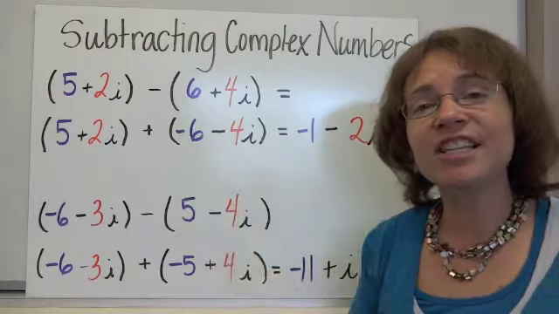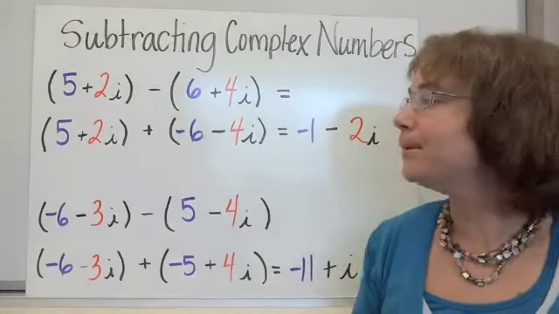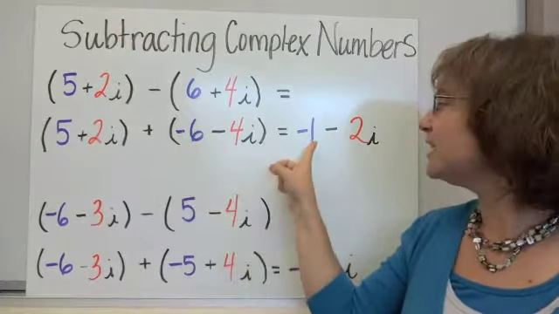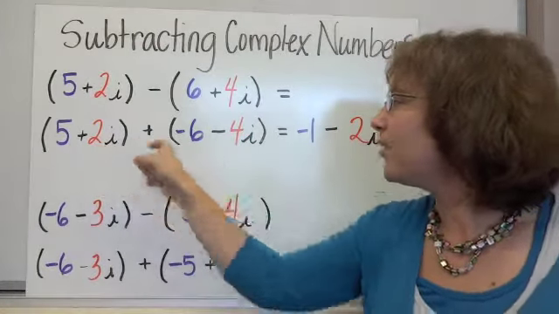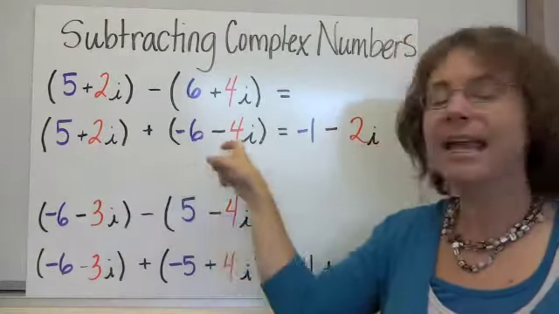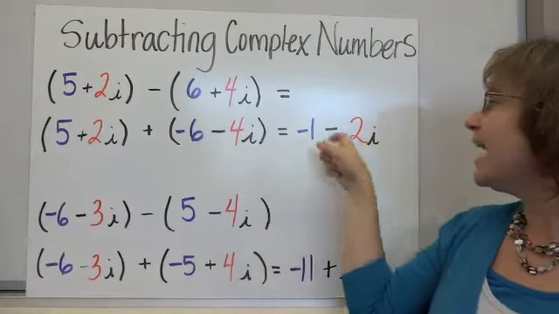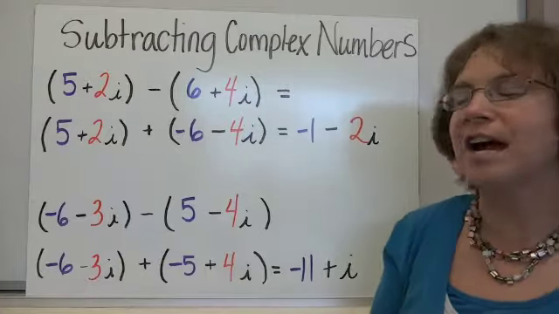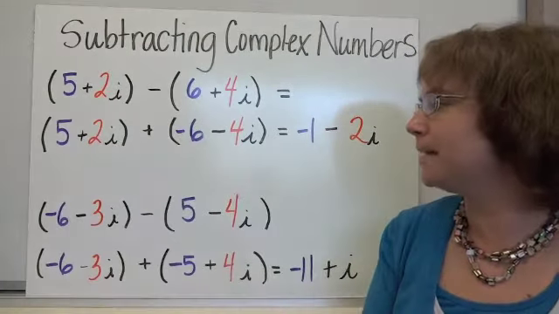And now this looks just like our addition of complex numbers. So we can add 5 and negative 6, which gives us a negative 1. And then we're going to add our imaginary parts, 2i plus negative 4i, and that gives us a negative 2i. So this is the answer to my subtraction of these two complex numbers.